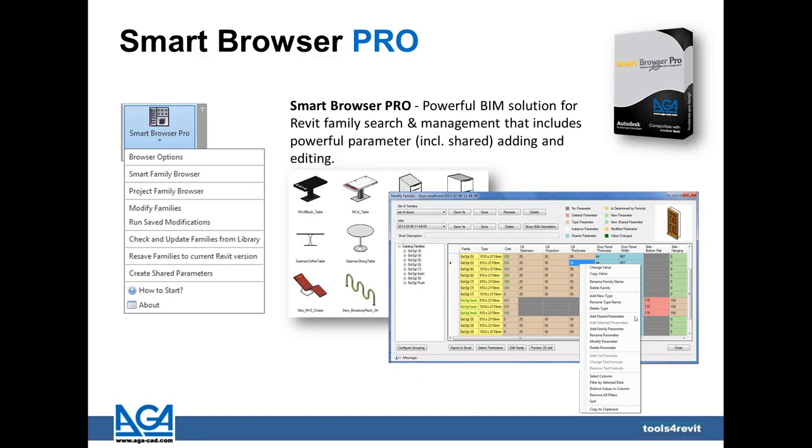Okay, so right now I'm coming back into my slides. So the biggest difference in Smart Browser Pro is that you have possibility to modify the families, to add the tasks, and to run the process. So right now you will not need to do any modifications one by one for every family. For every family, you can add tasks and you can run the process.